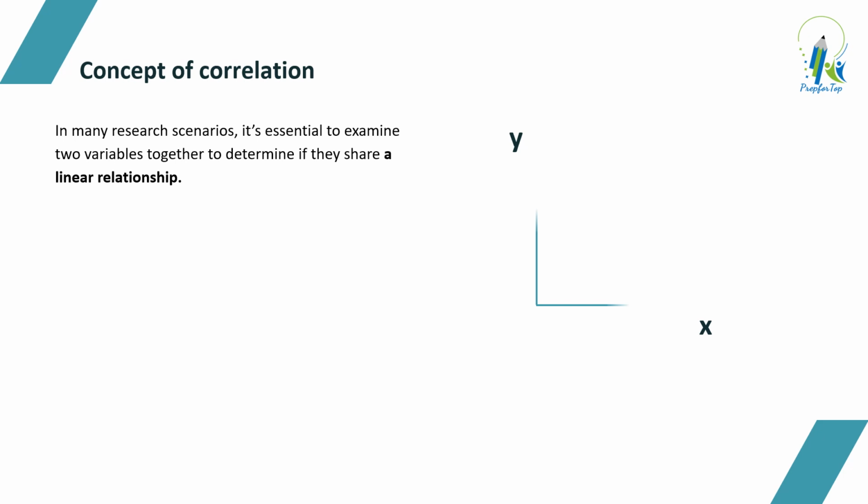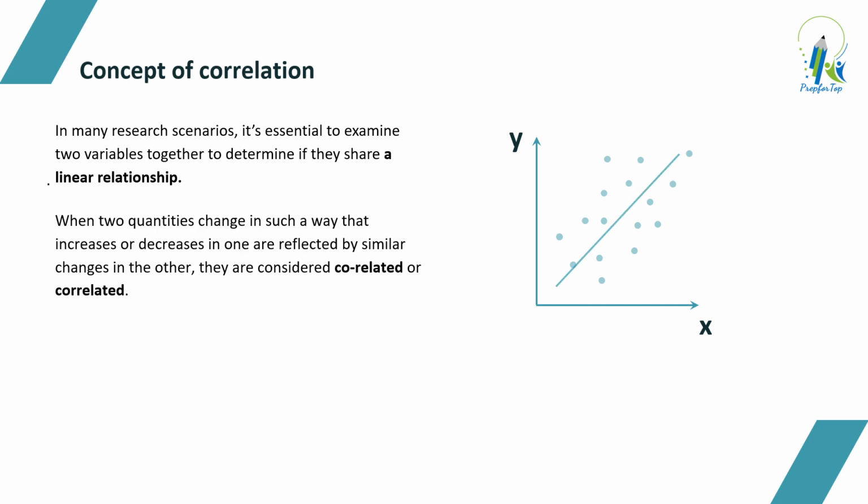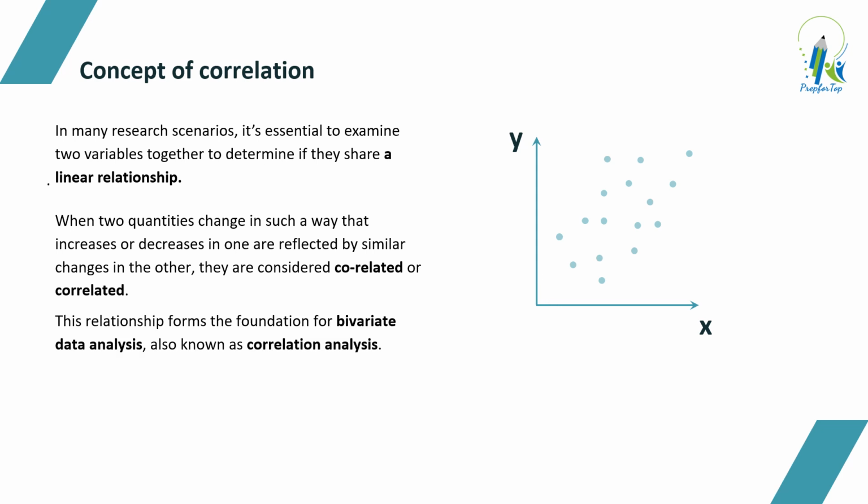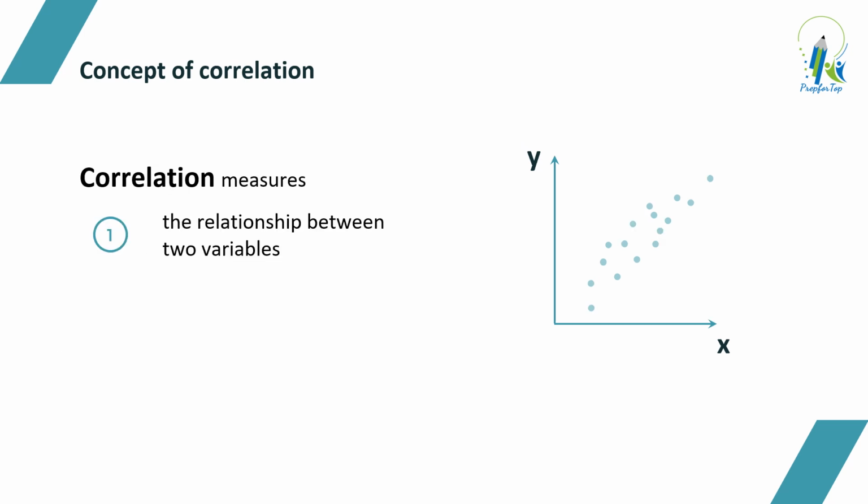Concept of correlation. In many research scenarios, it's essential to examine two variables together to determine if they share a linear relationship. When two quantities change in such a way that increases or decreases in one are reflected by similar changes in the other, they are considered correlated. This relationship forms the foundation for bivariate data analysis, also known as correlation analysis.